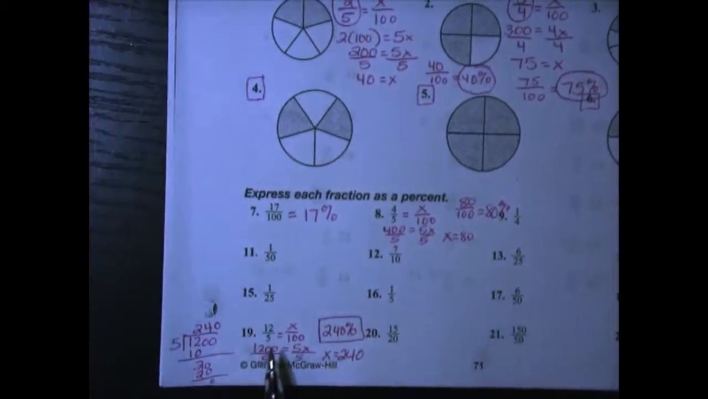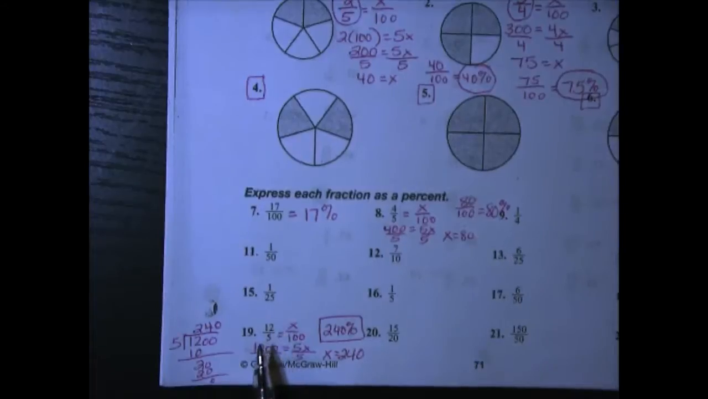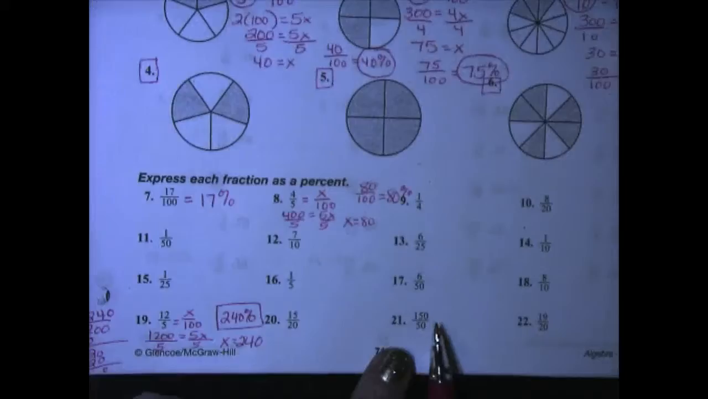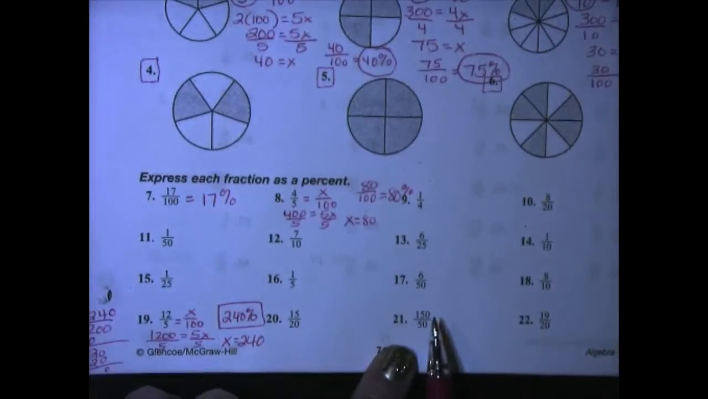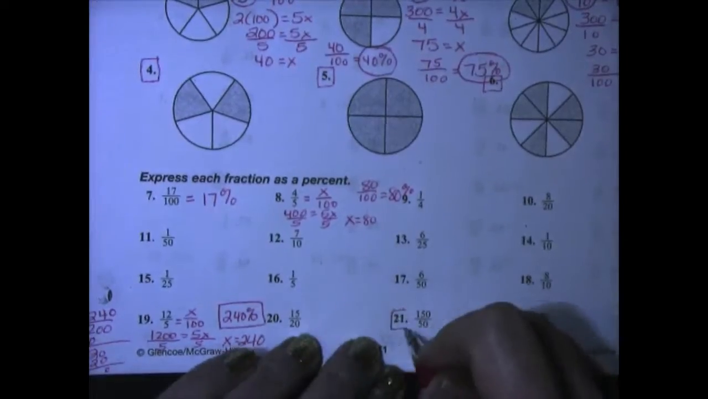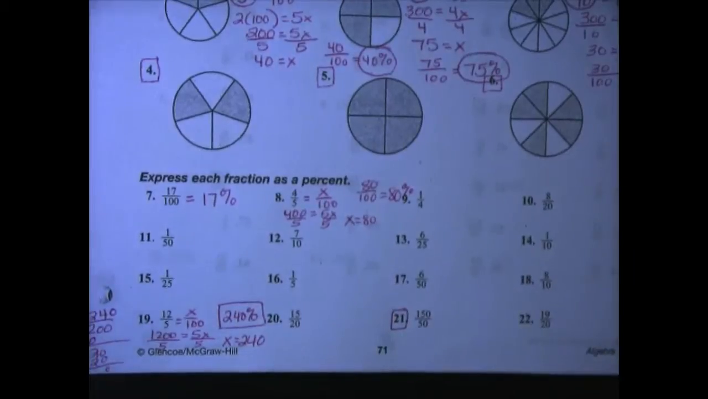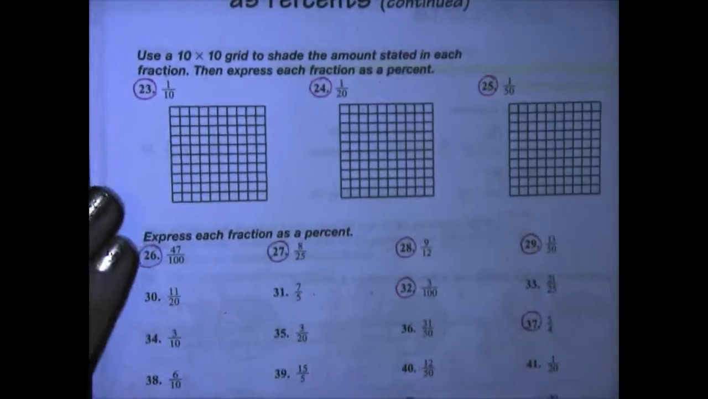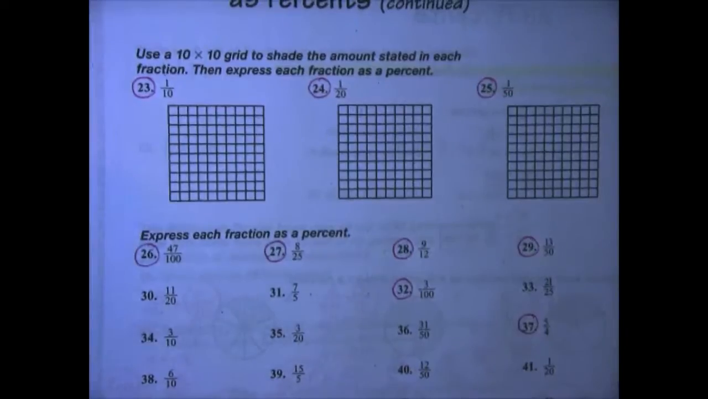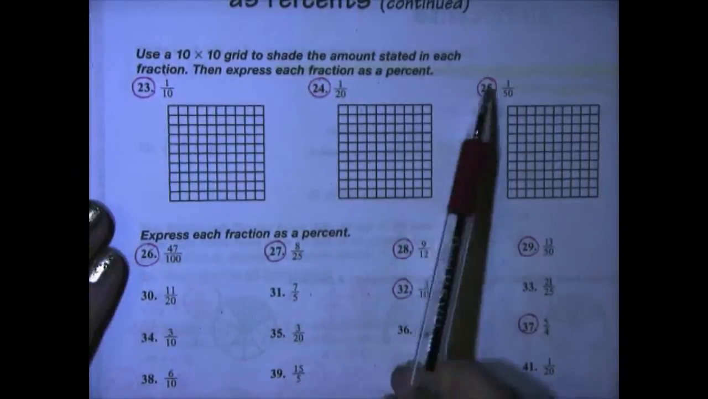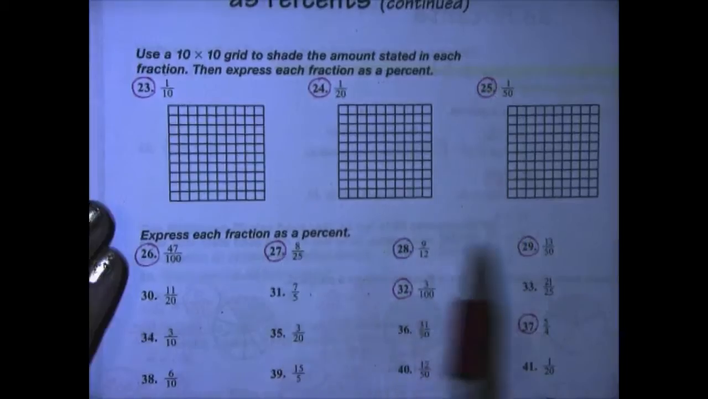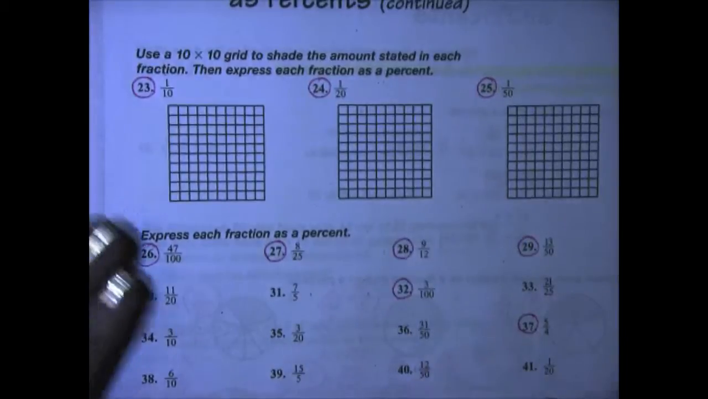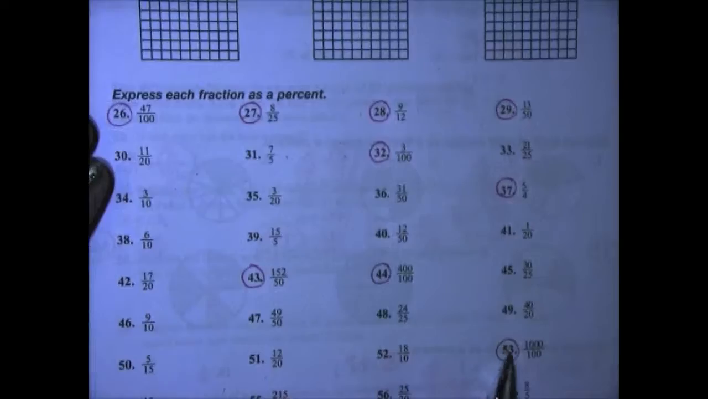Now we should have known this one was going to be over 100% because our numerator was bigger than our denominator. So let's look at 21. Should it be greater than 100%? Go ahead and work out number 21. And when you're finished, you can go ahead and turn the page to 72, and I'll tell you what your homework's going to be. Okay, we're on Skill 36, page 72, and these are the problems I want you to work. Now, don't start working them until we're done because I'm going to help you with one of them. So 23, 24, 25, 26, 27, 28, 29, 32, 37, 43, 44, and 53.